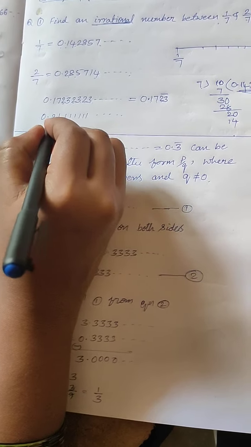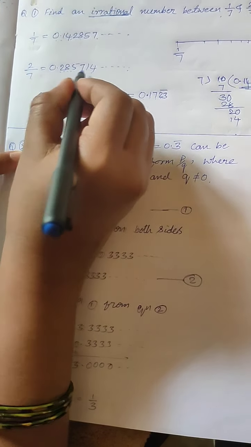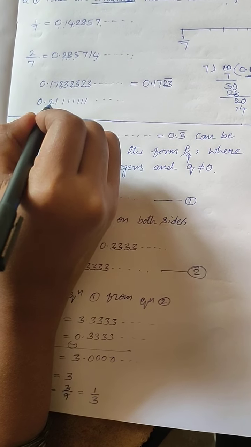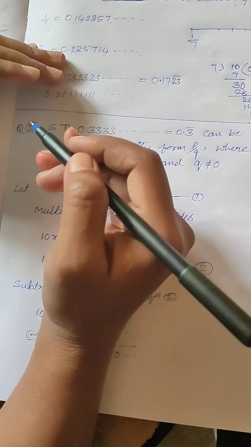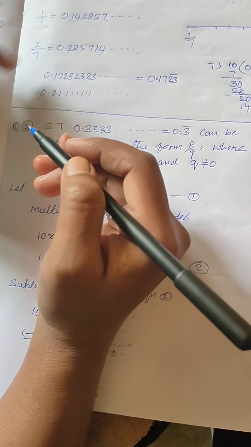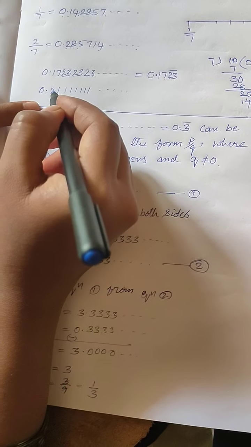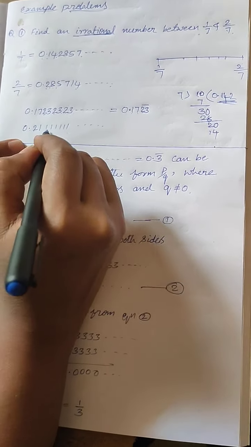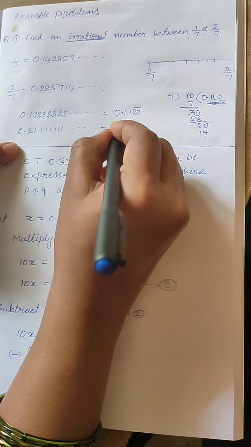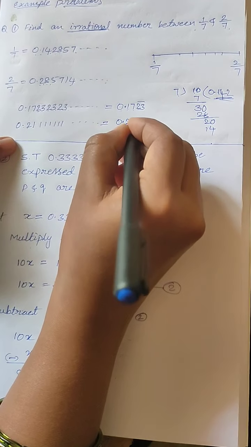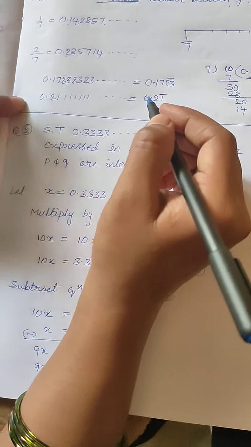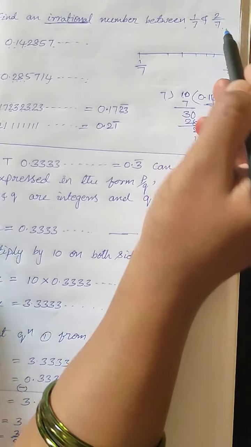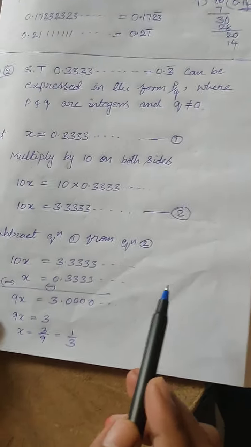Here also you can write, 28 is the last number. That's why you can write 0.21. So the number less than 28 is 21 or 27, 25 etc. Like this you can write 0.2111 etc. So it can be written as 0.21 bar. So in this way we can find the irrational numbers in between any two rational numbers.